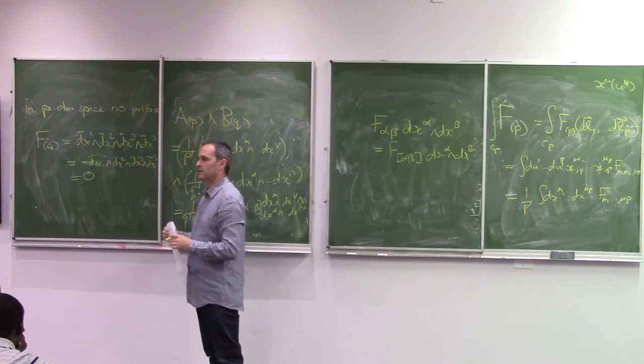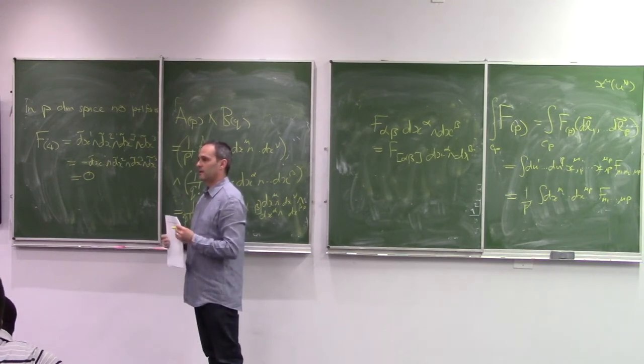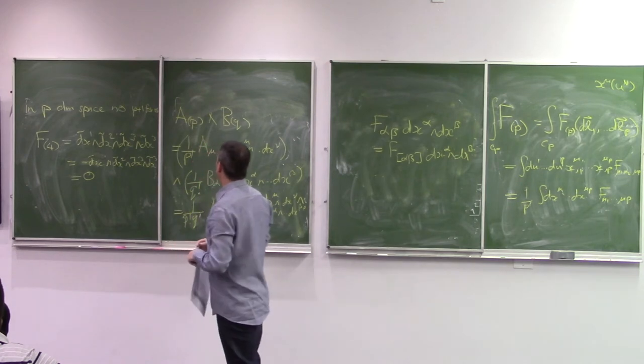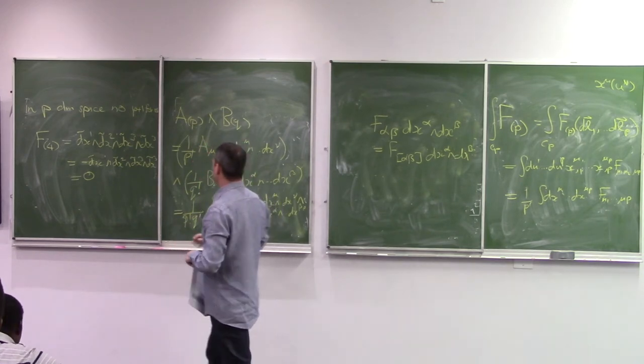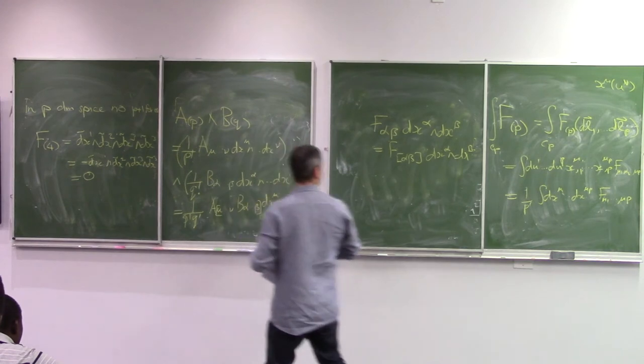Yeah, another question. In the definition of your form, in the beginning you mentioned that you're working with Euclidean space. Yes. I just want to know, would one have to treat the time coordinate differently in Minkowski space? No. Okay, so the only difference is here.